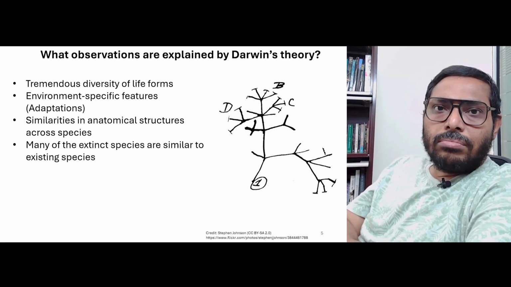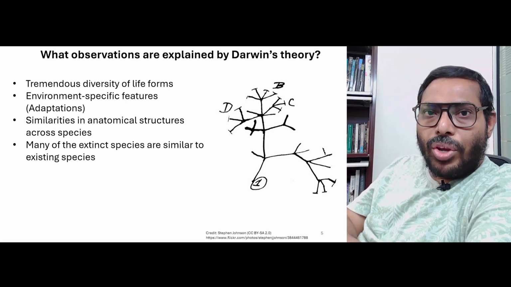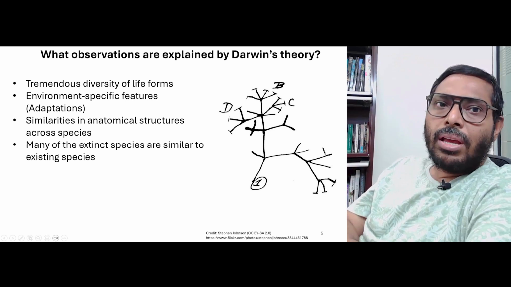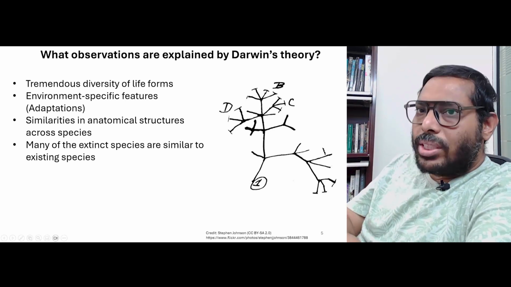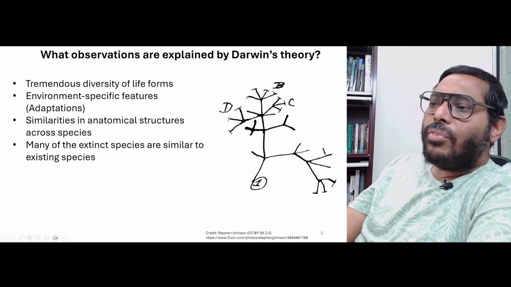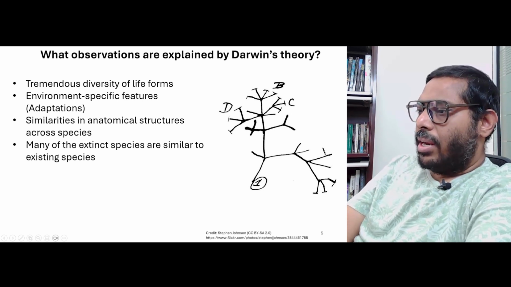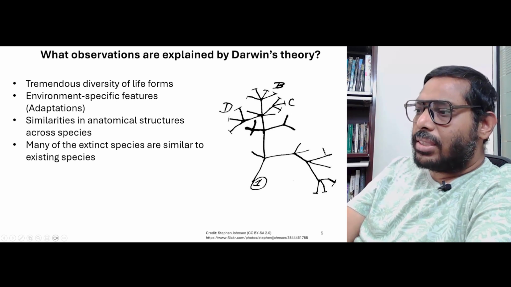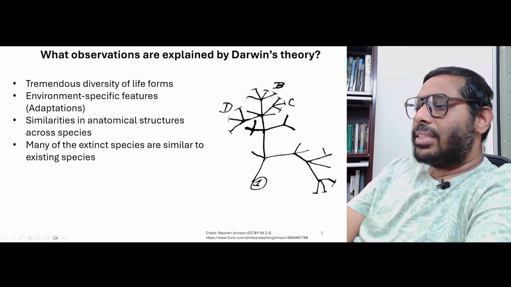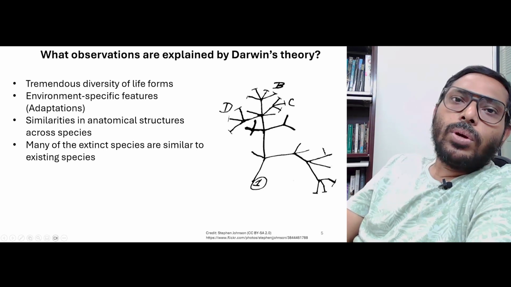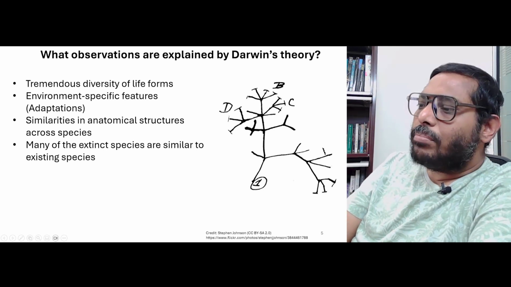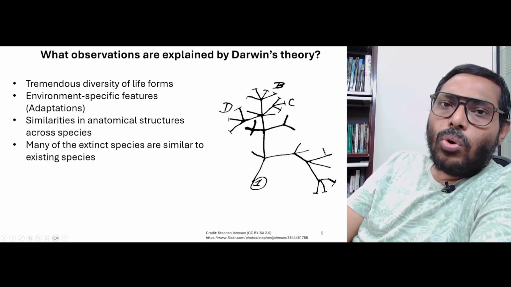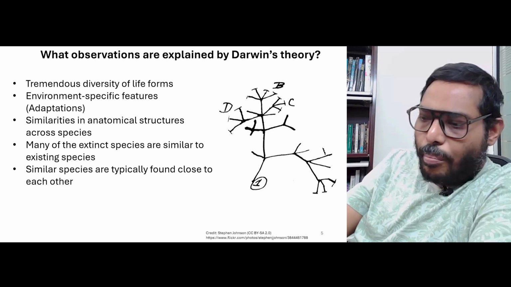Then of course, the observation that Cuvier and other paleontologists were making, many of the extinct species are similar to existing species, and Darwin said, yeah, obviously, because think about it again. Let us say this is one species, this is one species, both of them have a common ancestor, and let us say this species went extinct, this species stayed. So, obviously, these two, they are going to have very similar features to each other simply because they arose from the same ancestral group.